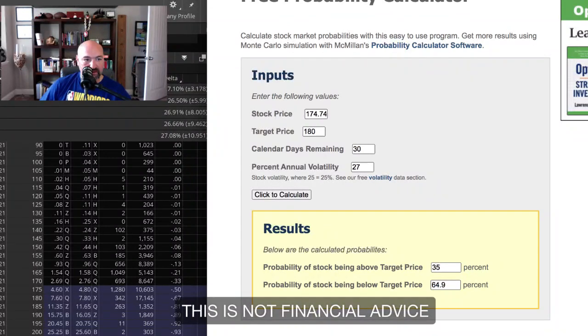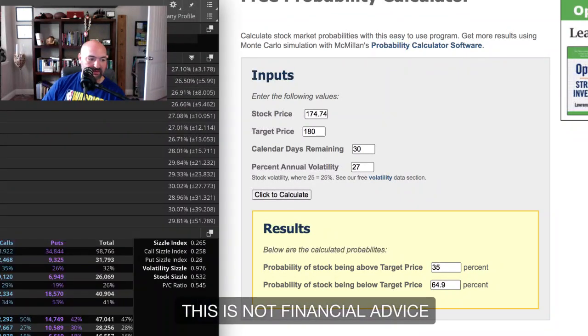Being below there, 64.9% chance, which kind of makes sense, right? I mean, if the stock is only going to move 27% over the next 365 days, it's probably not going to move. It should, in theory, not move that much in the next 30 days, right? It should be based somewhat off of that.